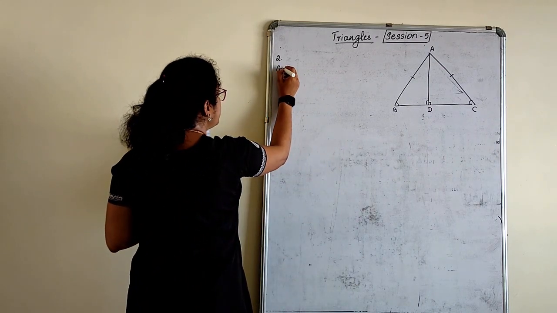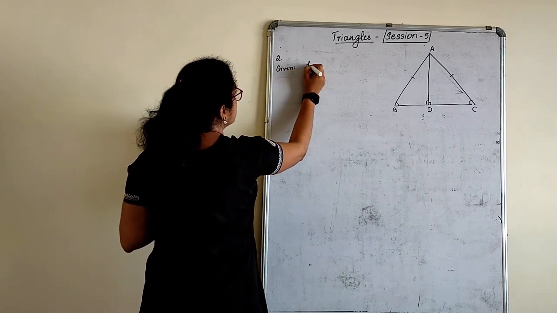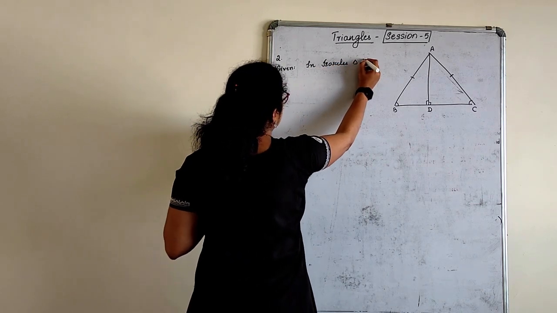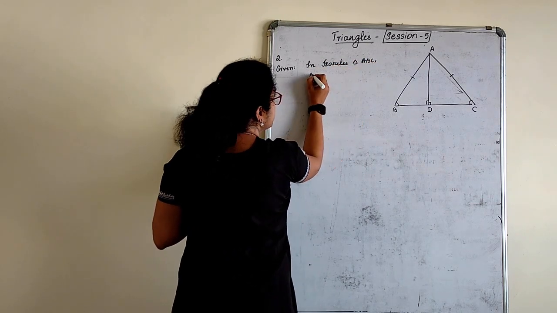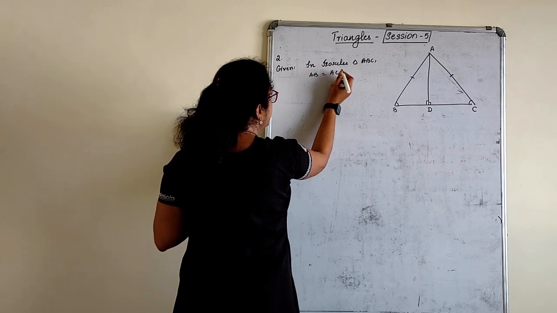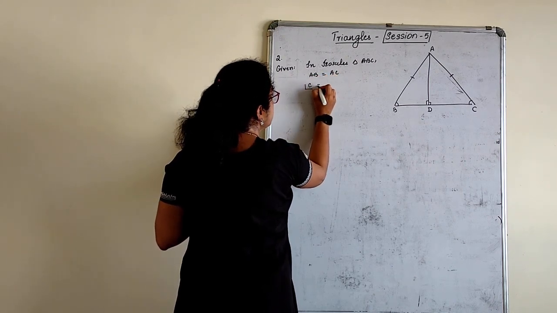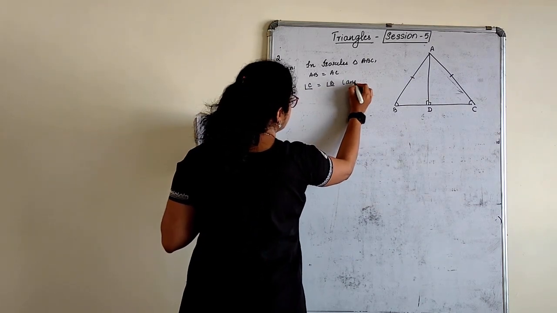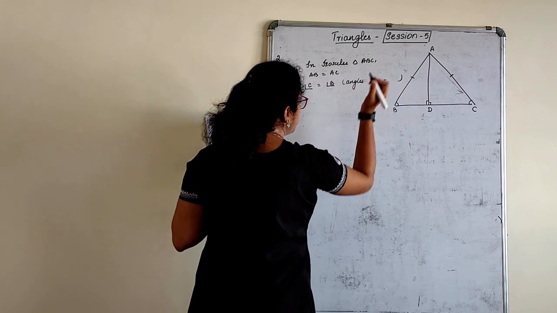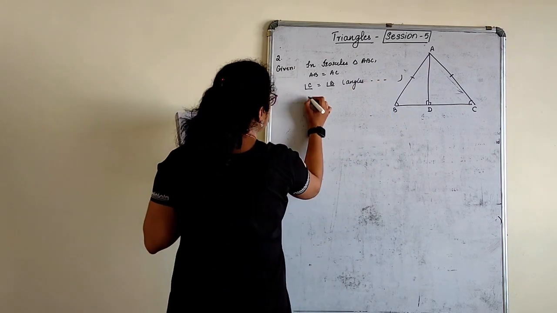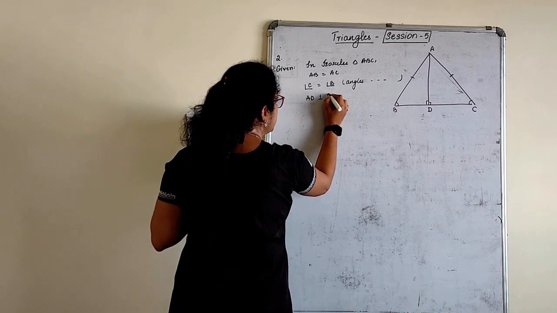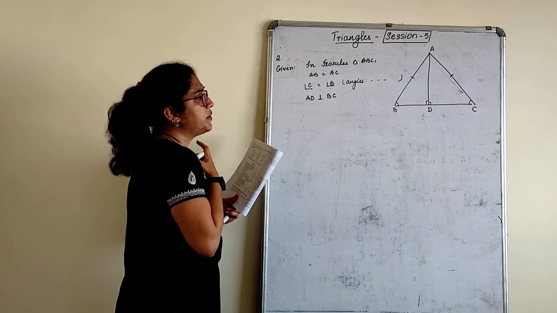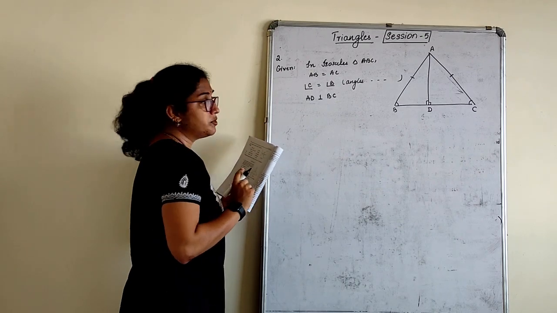So, we will go with the given, what they have given. In isosceles triangle ABC, AB is equal to AC, therefore angle C is equal to angle B. Reason you can write: angles opposite to equal sides are equal. Then AD perpendicular to BC, right? That's all you can write. That means angle ADC is equal to angle ADB is equal to 90 degree.